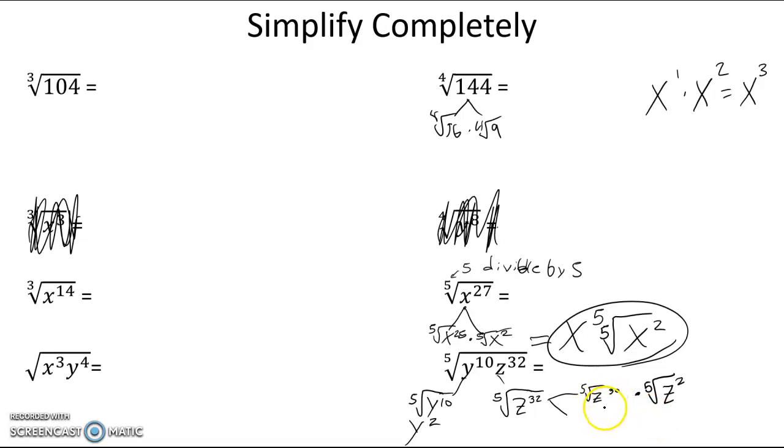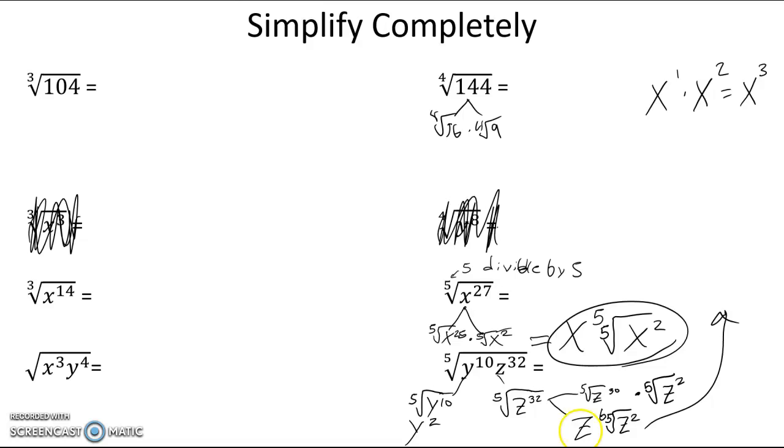30 is divisible by 5, so we can do z to the 30 divided by 5th power, which is just z to the 6th power, and then multiply by the 5th root of z squared. I can't break up z squared any further, and I can't divide 2 by 5, so I'm just going to be left with the 5th root of z squared. And the only other thing I'm going to say here is once you get all of your stuff simplified, combine it all into one answer.